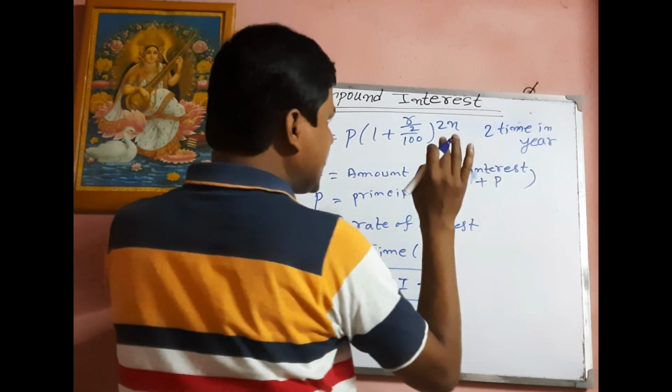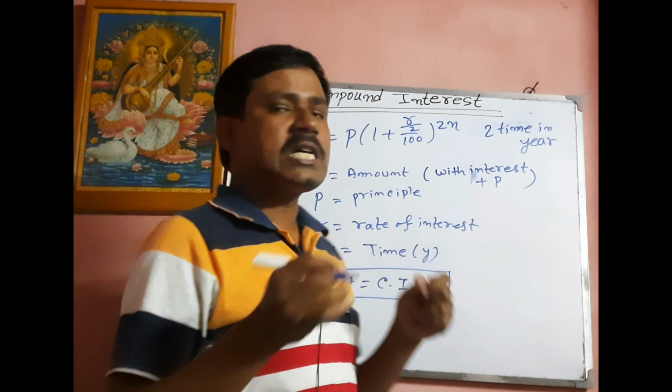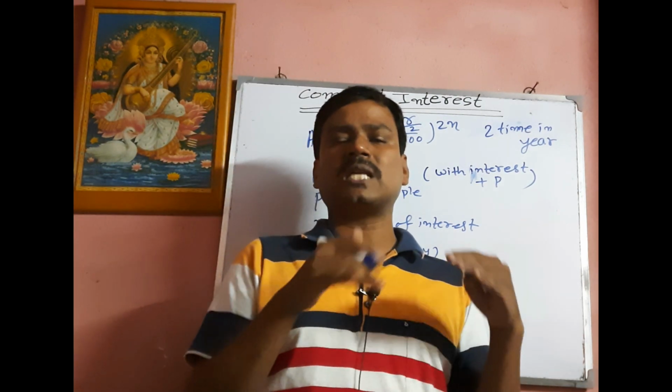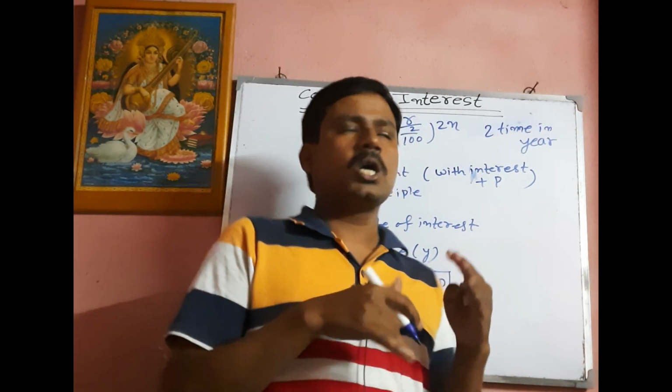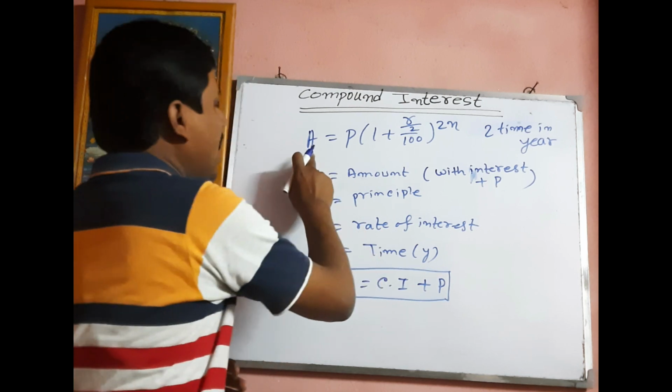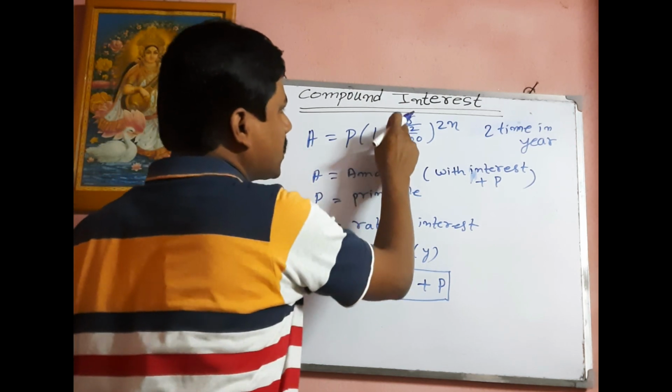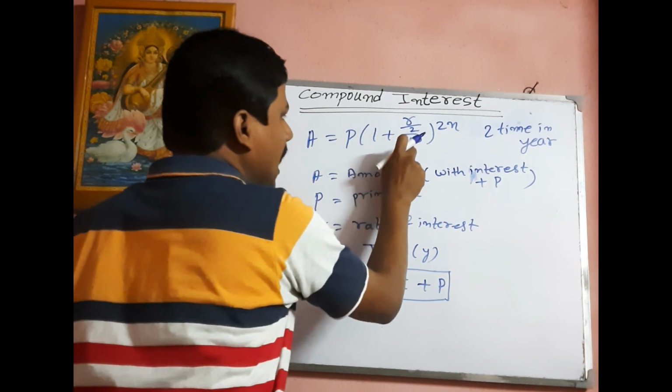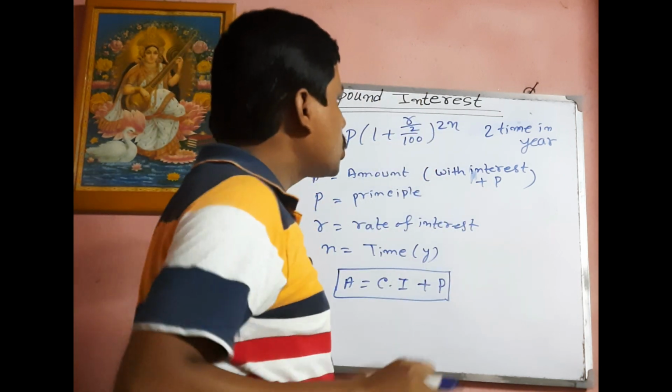When it is two times in a year, that is, interest is credited every 6 months, 6 months plus 6 months, so 2 times in a year interest will be credited, then the formula will be changed as A is equal to P times (1 plus R by 2 by 100) to the power 2n.